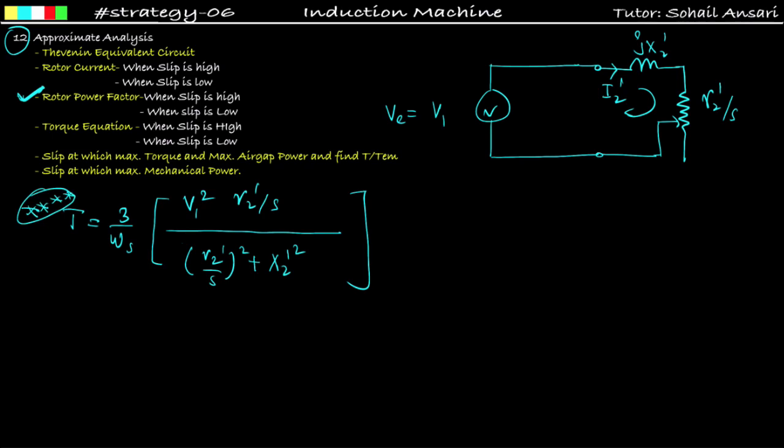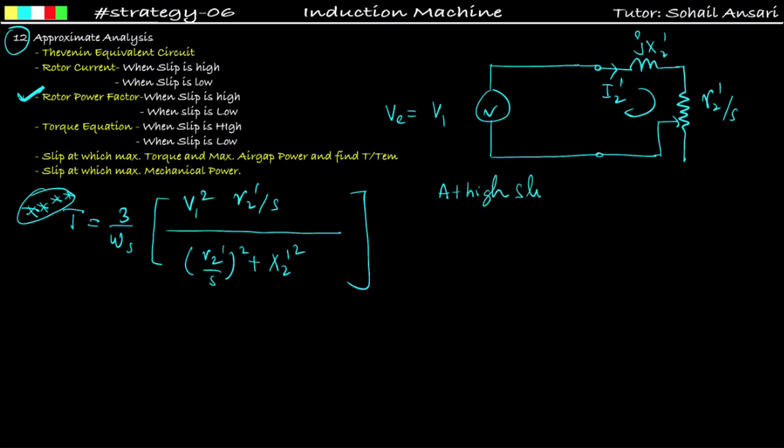That is the exact torque equation. But while doing approximate analysis, you have to see that the value of V is equal to V1 and Re is equal to Xe is equal to 0. You have to put that in the torque equation, you will get this much. Got it? Now here also two cases arise.